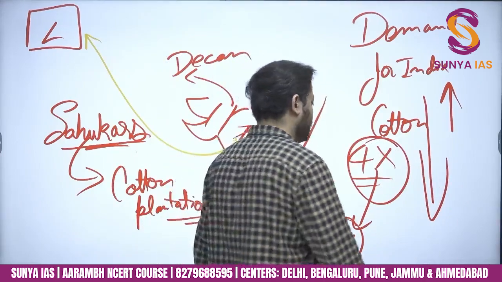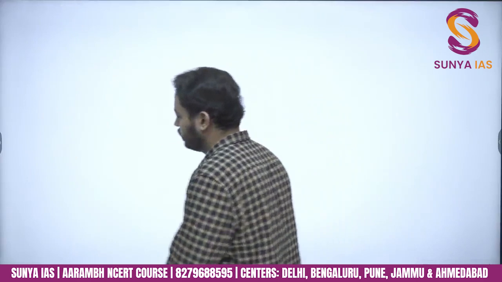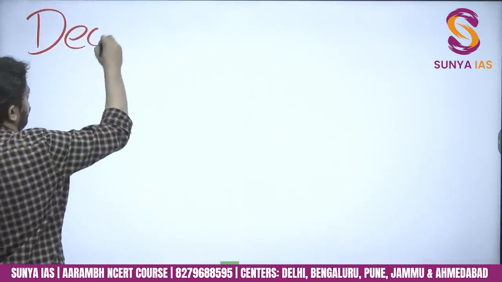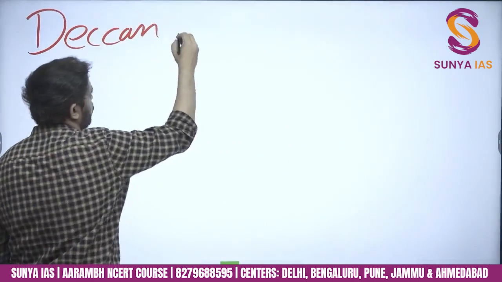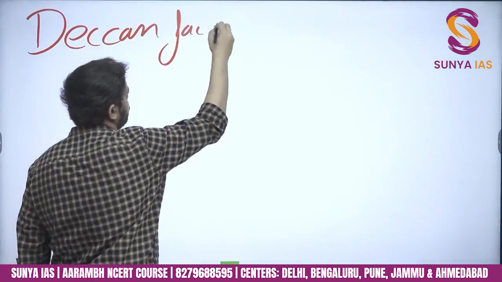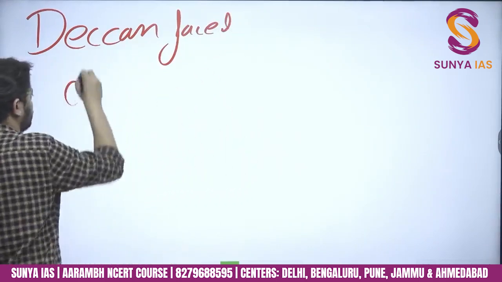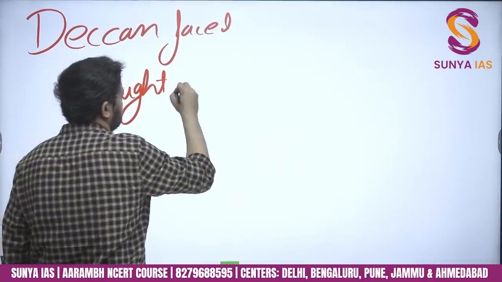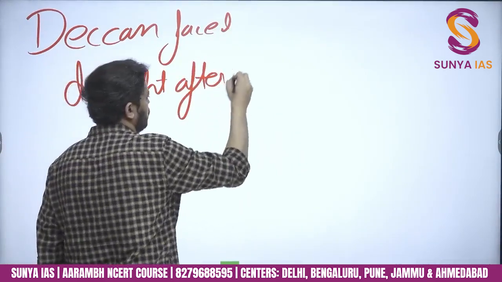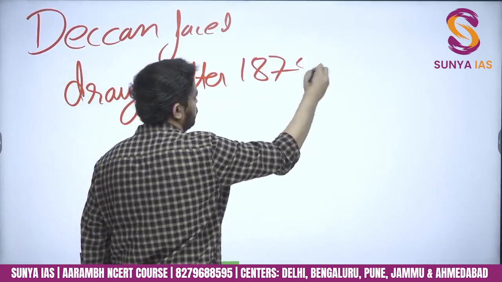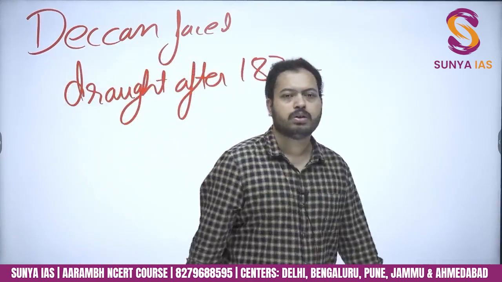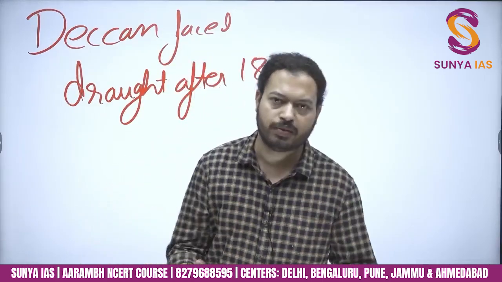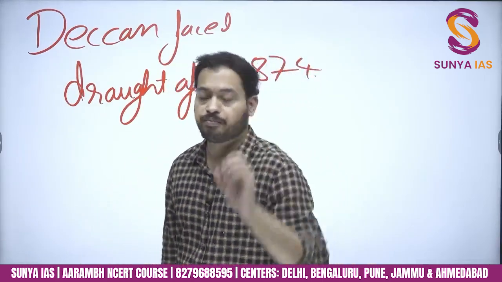After this, from 1874 onwards, with the monsoon situation, Deccan started facing drought. The drought came after 1874, and the Britishers didn't take any steps. In 1875 the situation became even worse. In 1876 there was a famine.